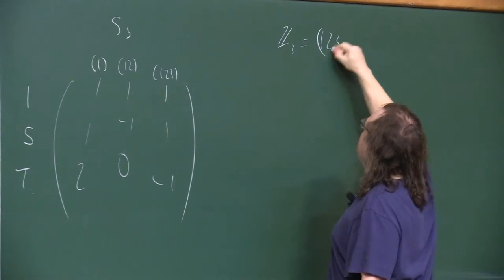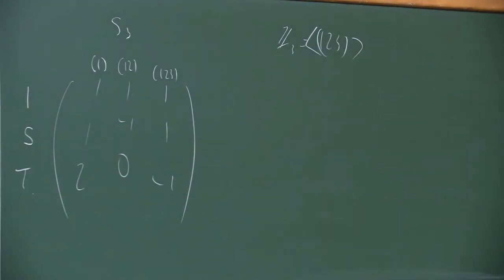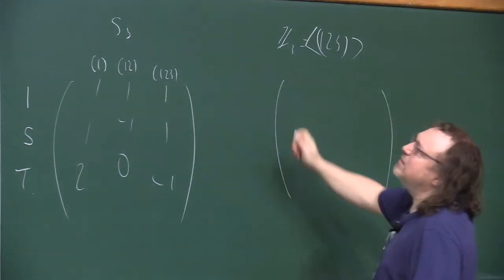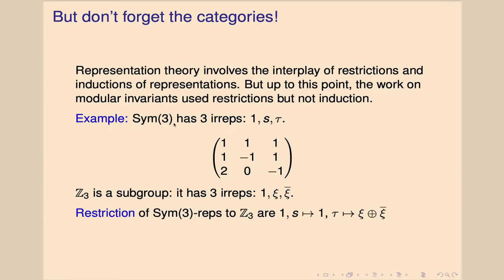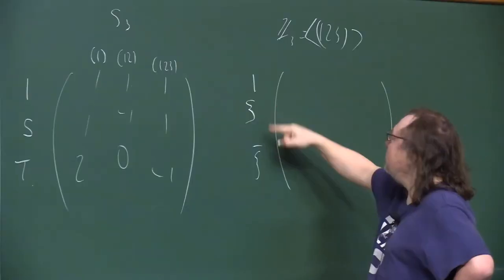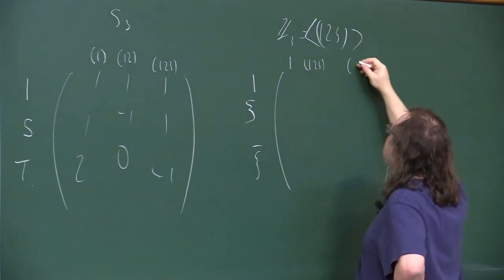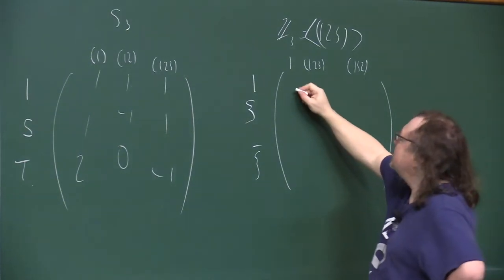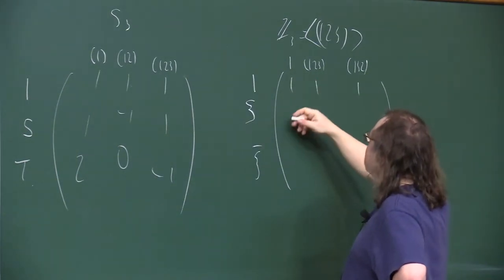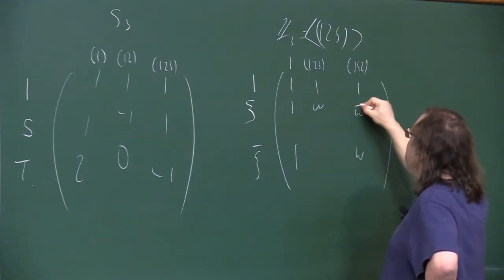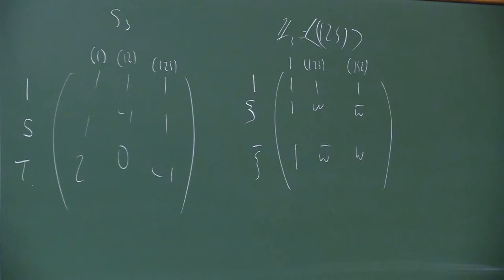Now this is S3, and this is its subgroup Z3. This is a very easy group, and its character table is something we know very well. It's just a diagonal matrix. You have the trivial representation, and then some Greek letter and its conjugate. These are all one-dimensional representations. So all of these are ones, and this is going to be some third root of unity, who cares which one, and this is the third root of unity conjugate. So this is the character table for Z3.